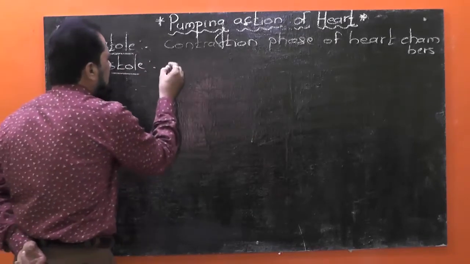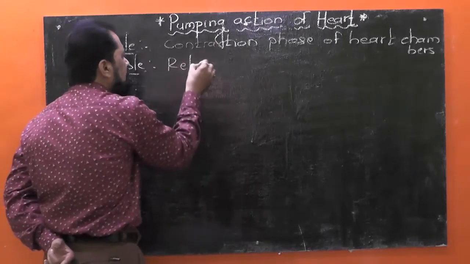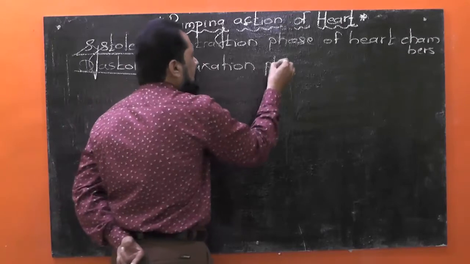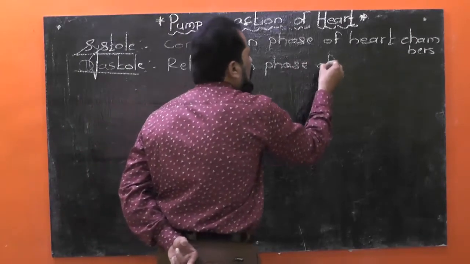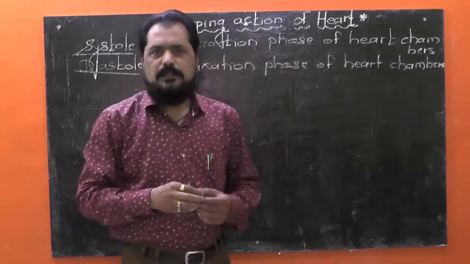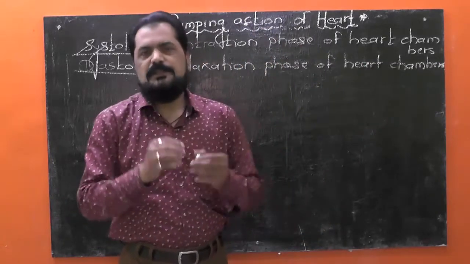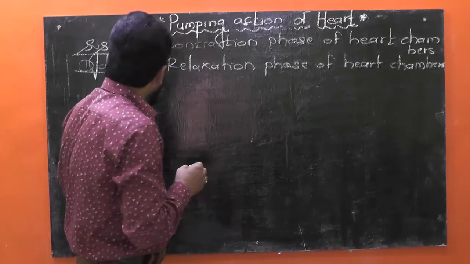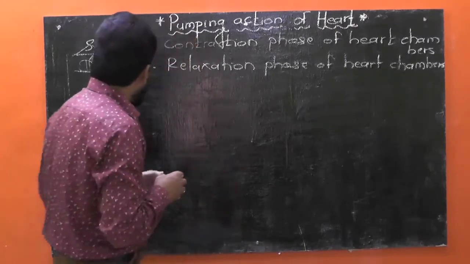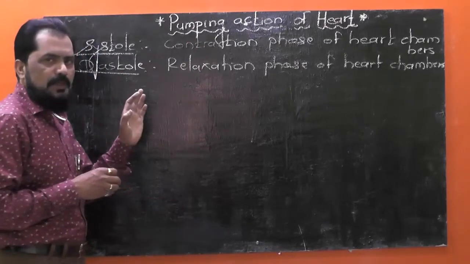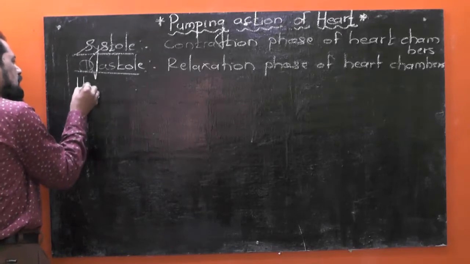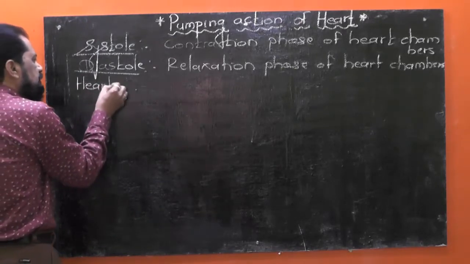Diastole stands for relaxation phase of heart chambers. It means when auricles undergo relaxation, it is known as auricular diastole, and when the ventricles undergo relaxation, it is known as ventricular diastole. The next important term is heartbeat.